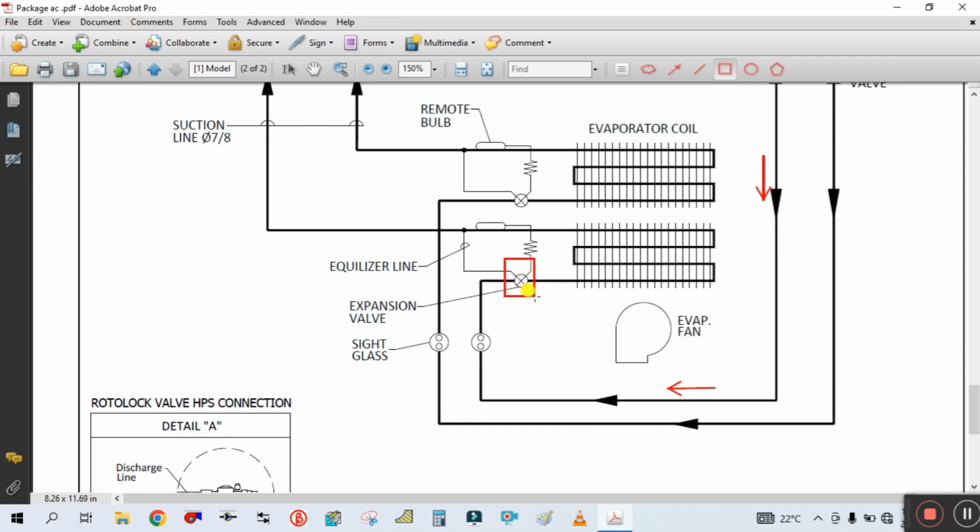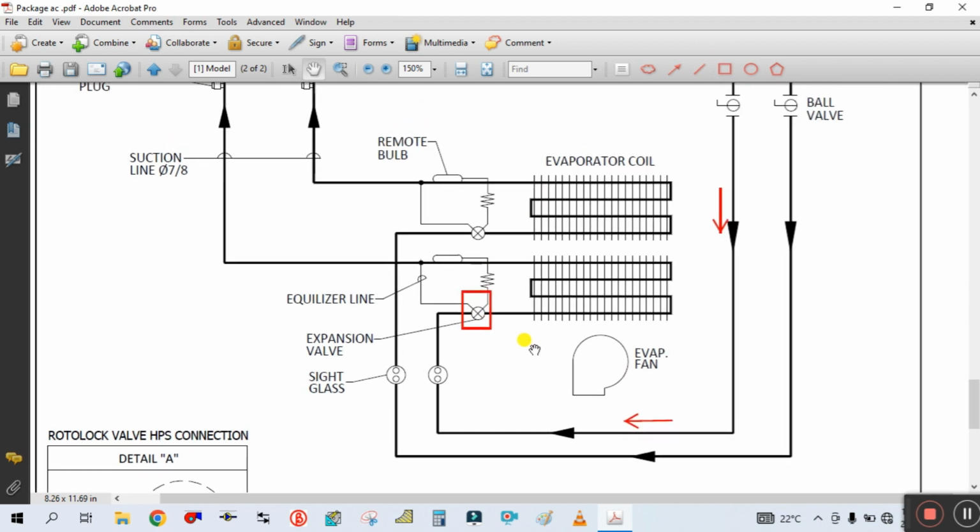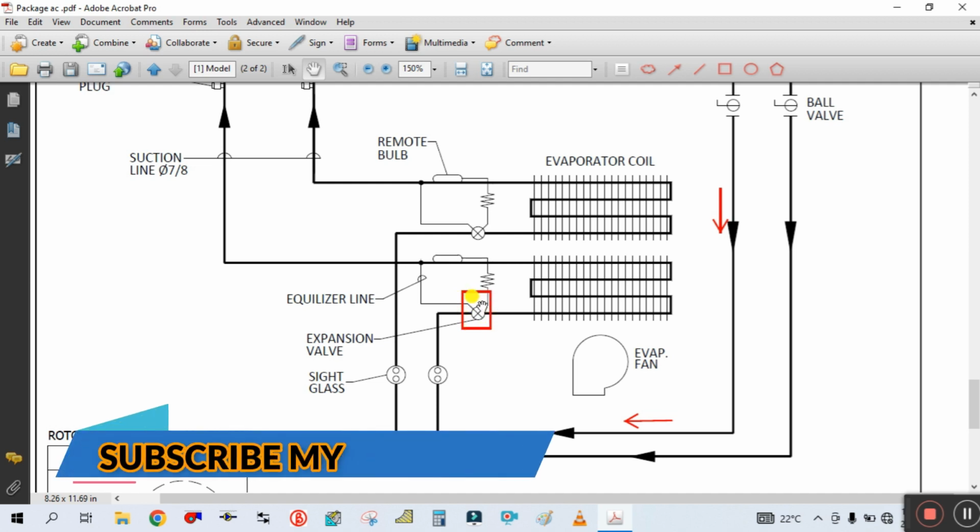expansion valve. The main principle of this expansion valve is, you can see this is the sensing valve. This is called the sensing valve, and this sensing valve is connected through this capillary tube to the expansion valve.